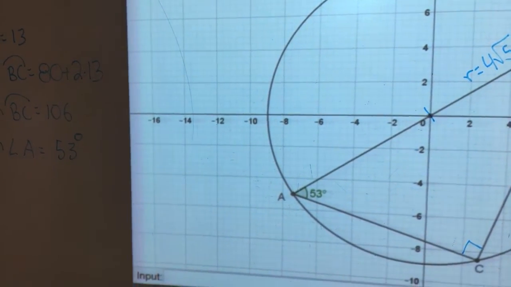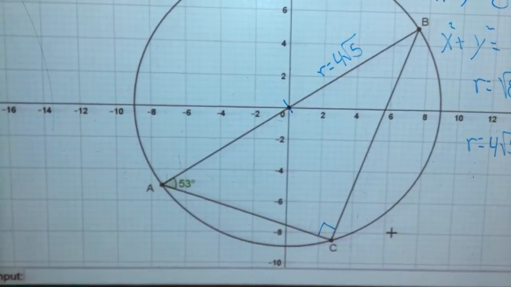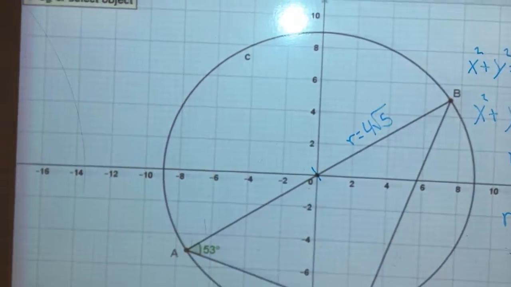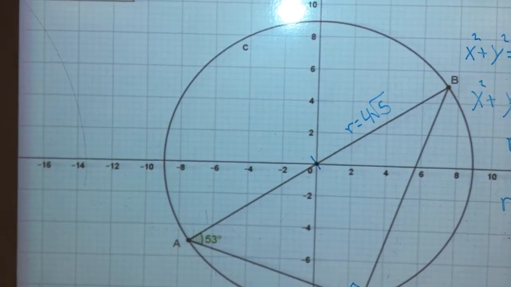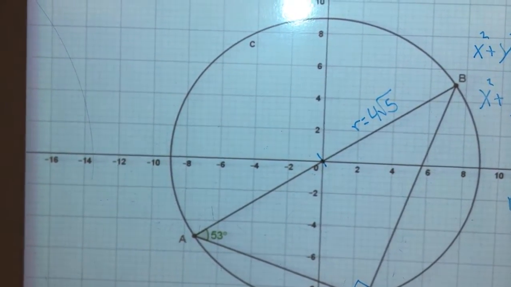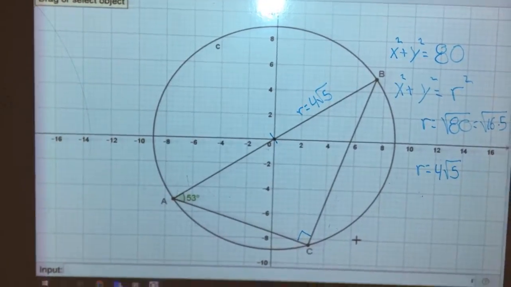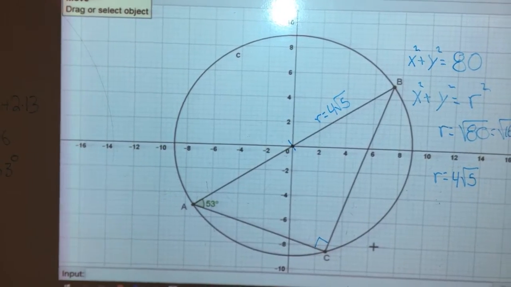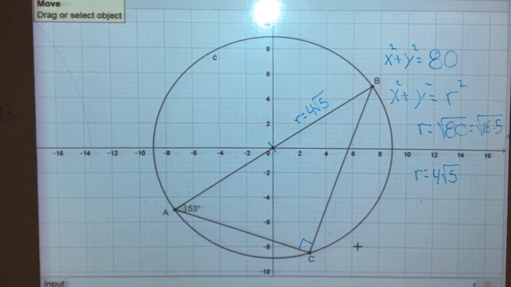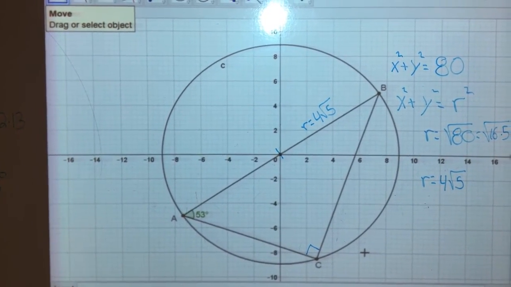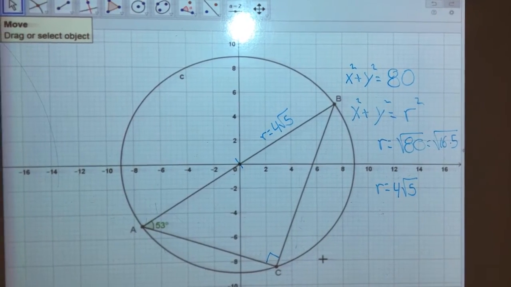And I told you that it was a right triangle. If it's a right triangle, that must be the diameter. It's a right triangle inscribed in a semicircle. It's one of those rules you guys had. So now that you know you're dealing with a right triangle, now you've actually read the directions, the equation is x squared plus y squared is equal to 80.